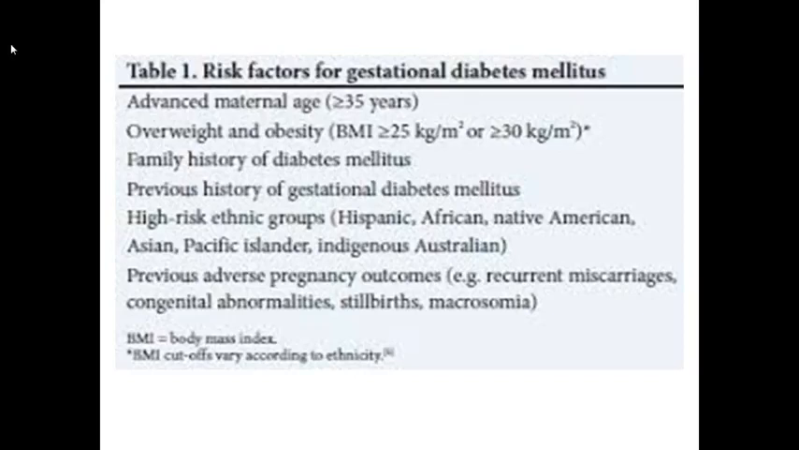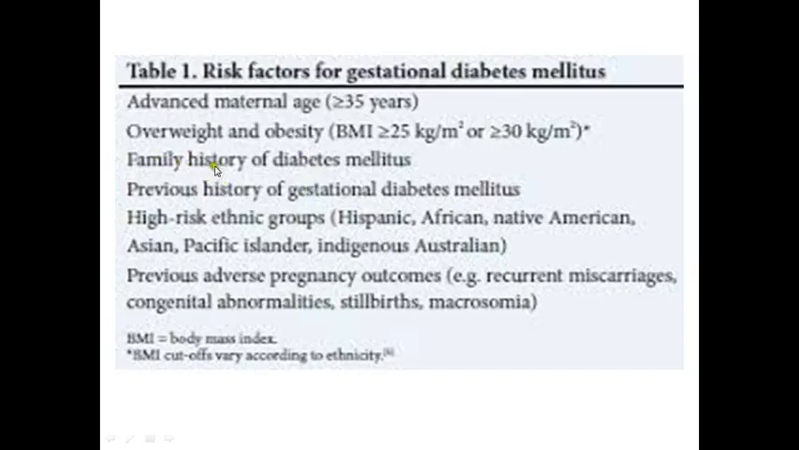One is advanced maternal age, that is, if she's more than 35 years of age, or if she's obese or overweight. BMI more than 25 is overweight and more than 30 is obese. These BMIs are actually for Caucasians, the European people, because they have a bigger body mass, a bigger build. So for us, the cutoff is different. For Asians, a BMI of more than 23 is overweight and more than 25 is obesity. So in our females, if she has a BMI of more than 23 or 25, she will be looked for gestational diabetes.